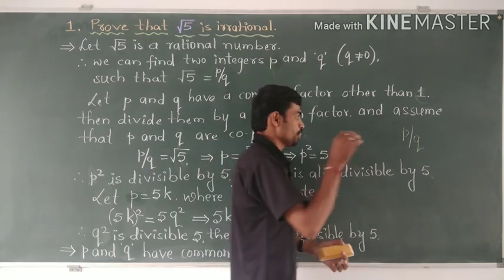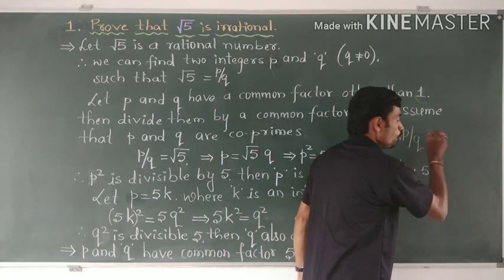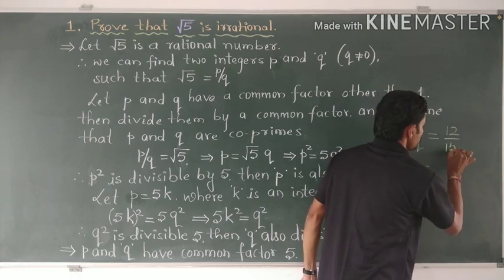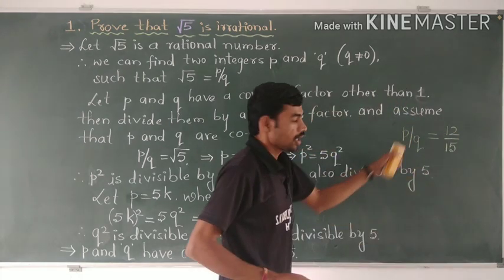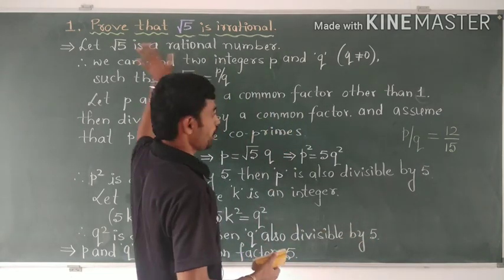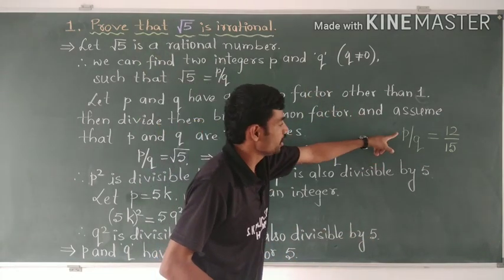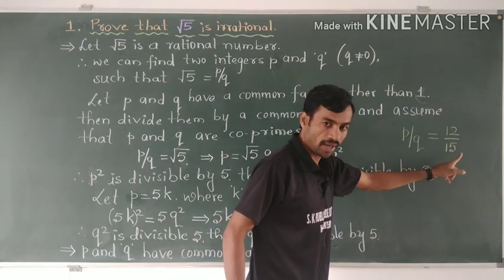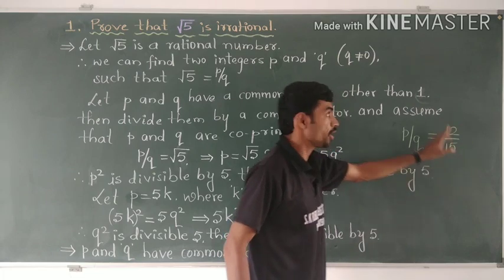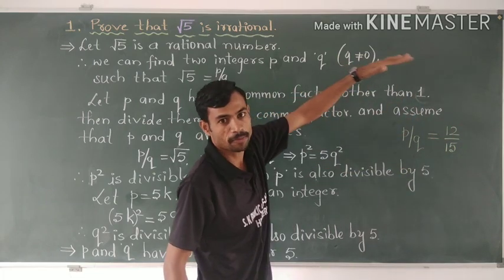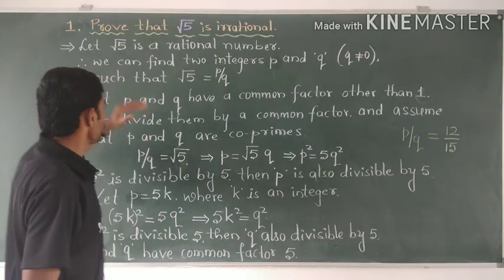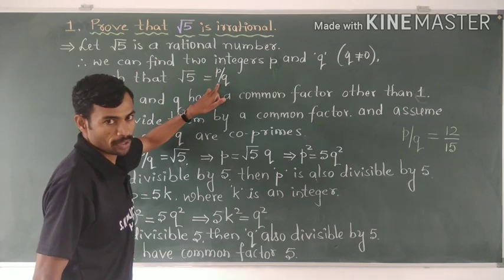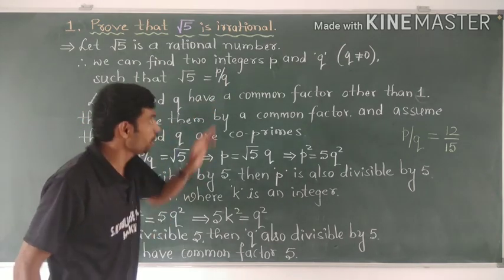Suppose root 5 is equal to 12 by 15. Just think, suppose it is a rational number. Then it can be written in the form p by q, where p and q are integers and q is not equal to 0. First statement, first line is understood. Next, such that root 5 can be written as p by q. What have we assumed?